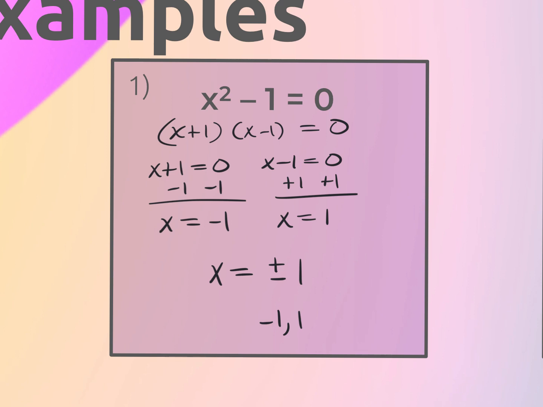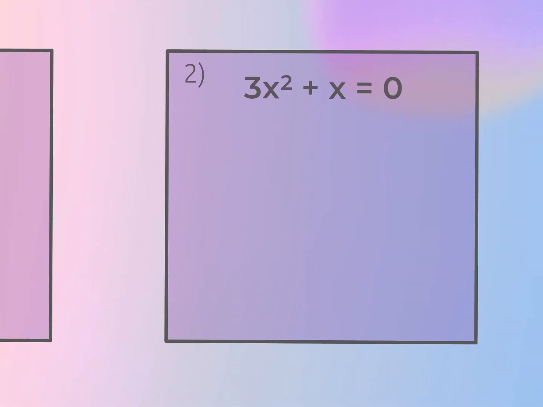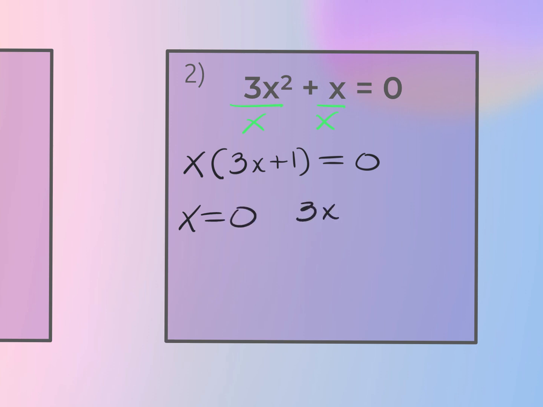Let's try the next one. Notice my equation is already set equal to 0. So all I need to do is factor out my greatest common factor. And my GCF here is going to be x. So I can divide both sides by x. And then now I'm left with x times 3x plus 1 equals 0. So now I'm going to go ahead and set each factor equal to 0. So I'm going to set the x equal to 0 and the 3x plus 1 equal to 0.